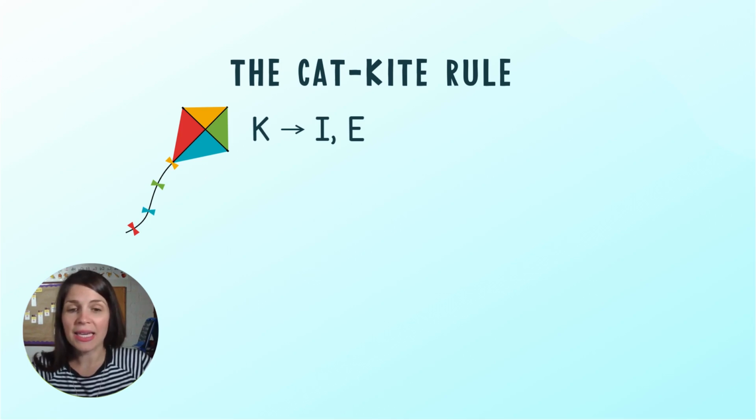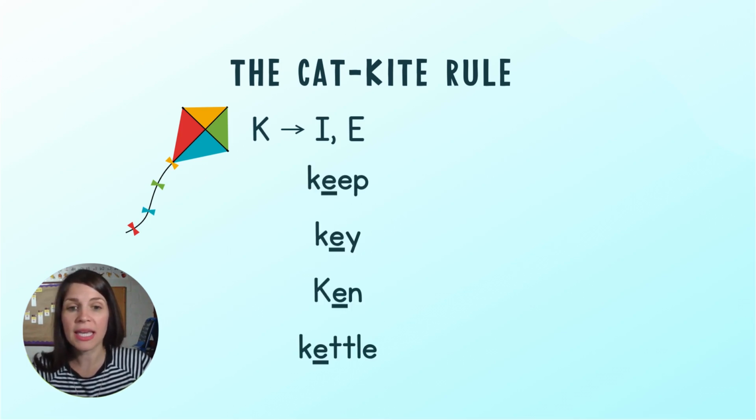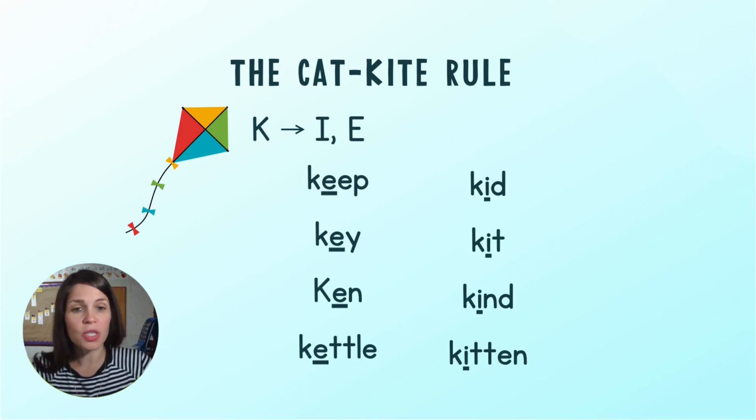K takes I and E. So if we think about the vowel sound that comes after the k sound in words like keep, key, ken, or kettle, you hear both short or long E sounds. So we're going to know to spell the word with a K because K takes E. Same thing with the letter I sounds that come after it as well. So the words kid, kit, kind, or kitten, whether it's short or long, K is going to take that letter I. So we spell these words with the letter K.